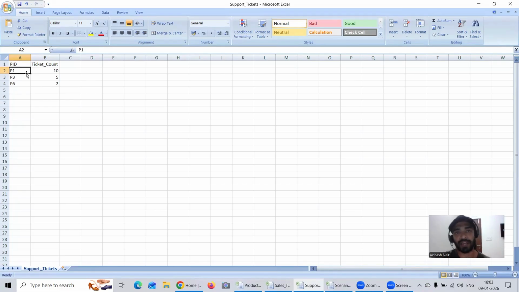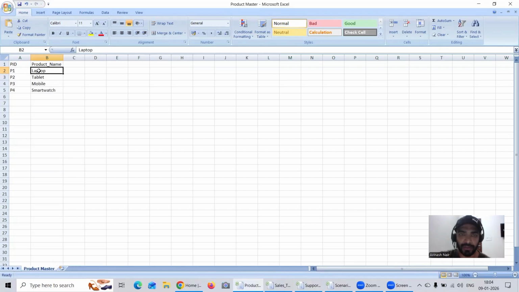So for example, we have this product, the selling part is done, which we are tracking by the sales table, the number of sales which happened for each of those products. And we have the support tickets table, for the products which got sold, what are the cases which have been raised, what are the complaints related to those products. For example, for P1 I have 10 ticket count, which means for this laptop a lot of issues came up, a lot of cases were raised by the customer. Those things I'm logging as support tickets over here. That's the meaning of this one.